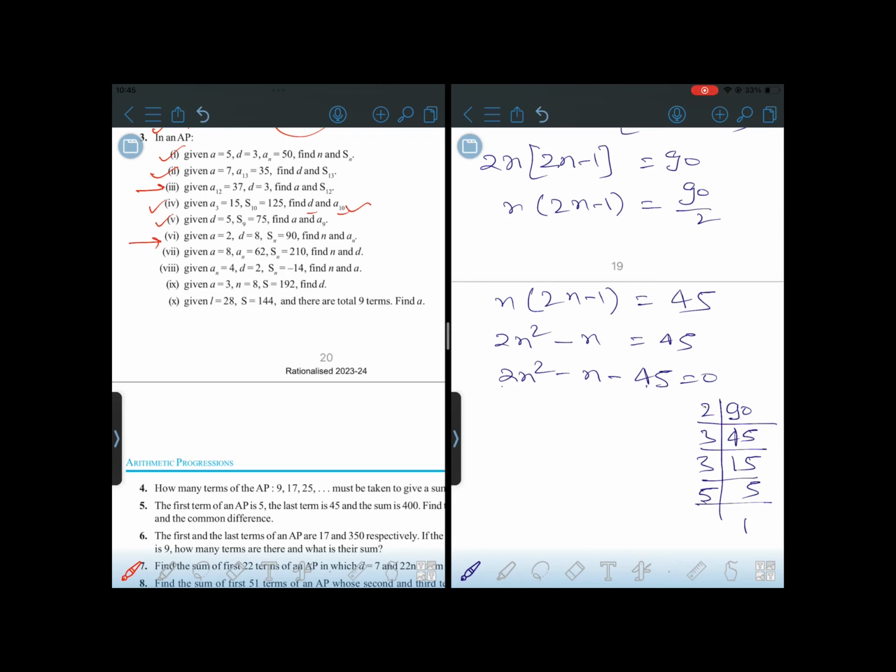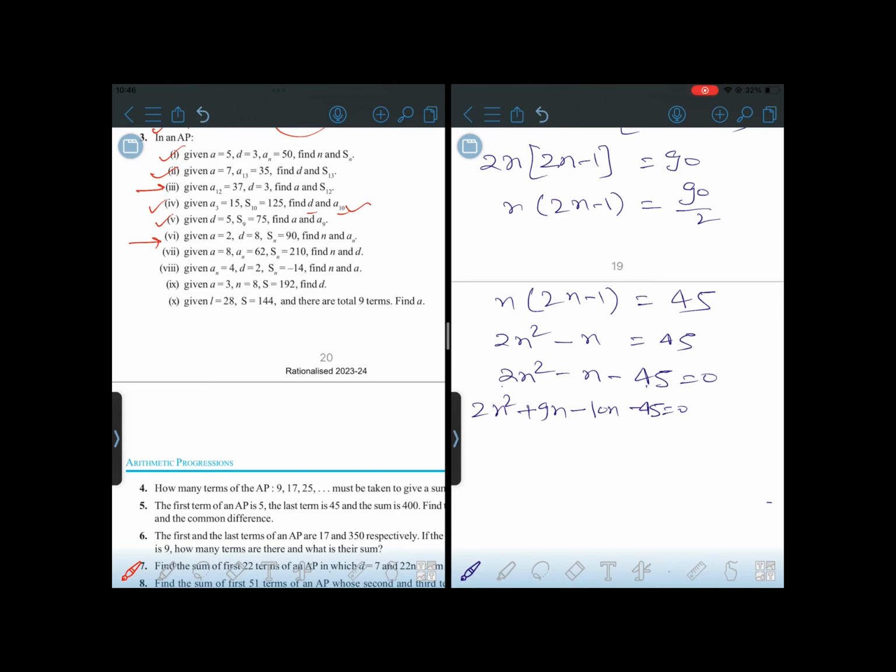So what we can do, we can use 10 and 9, right? So we can put it like this: 2n square, then plus 9n minus 10n minus 45 is equal to 0, right? So let me rub this rough work. Now we have these two terms whose product is minus 90, and also their sum is minus n. So I think they fulfill our requirement.